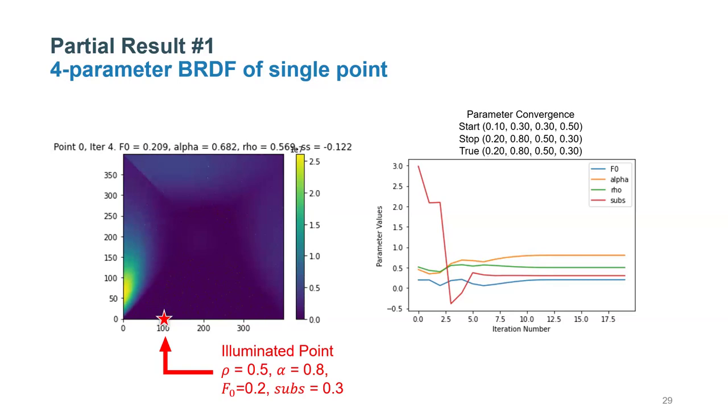We were trying to estimate the BRDF parameters at this point marked with a red star. And the BRDF parameters of all the indirectly illuminated points were held fixed at their true values. And so this animation on the left shows how our predictions of the two bounce intensities were updated as we updated our estimate of the BRDF parameters. And then this plot on the right shows how the BRDF parameters converge to their true values within a few iterations.